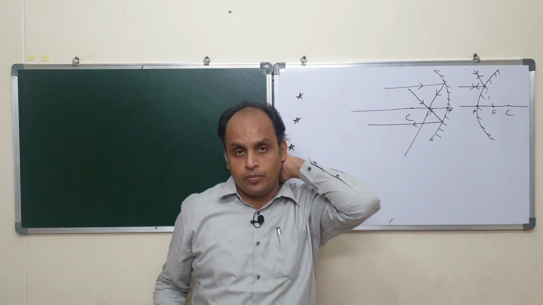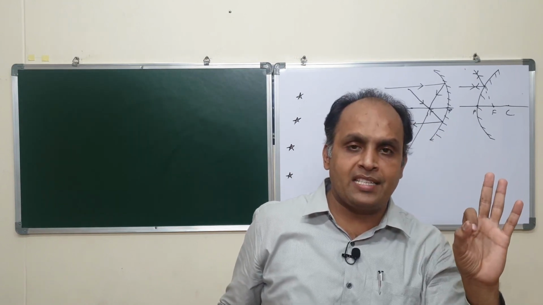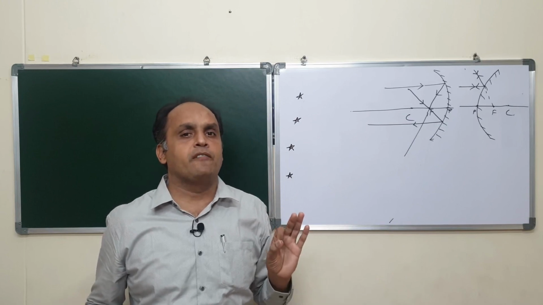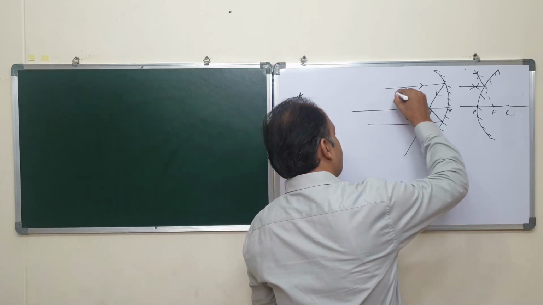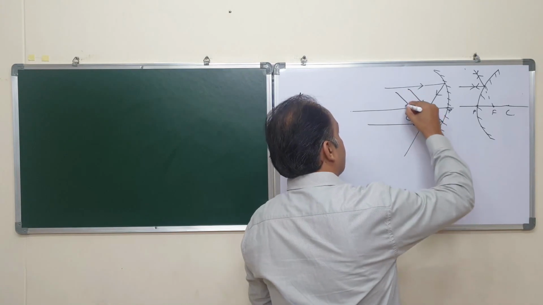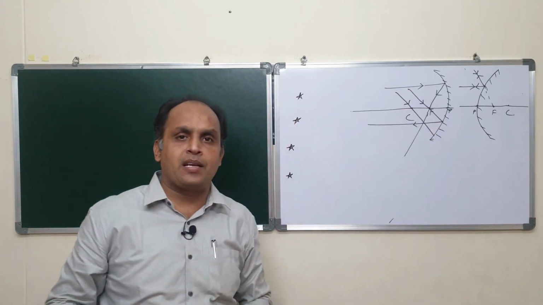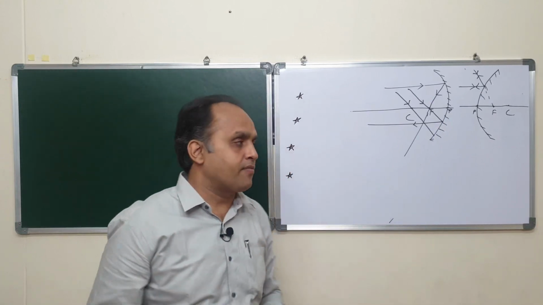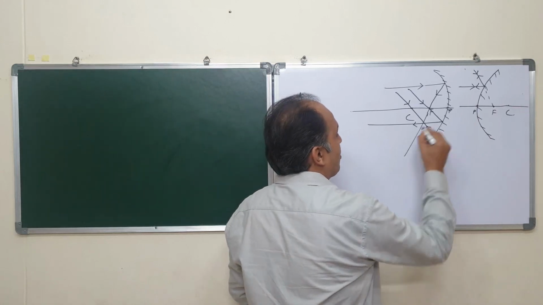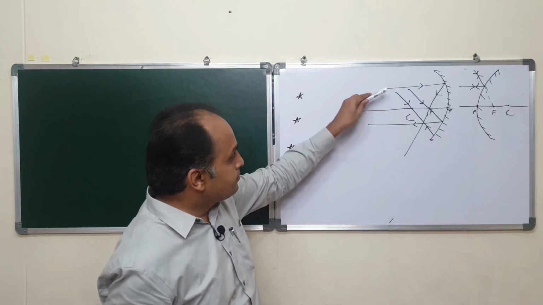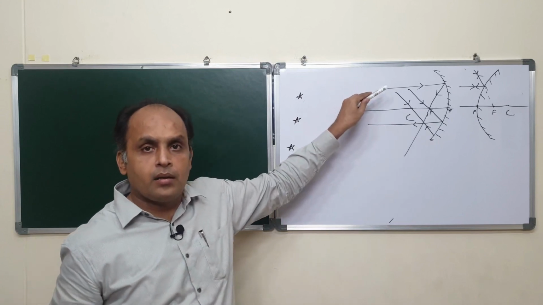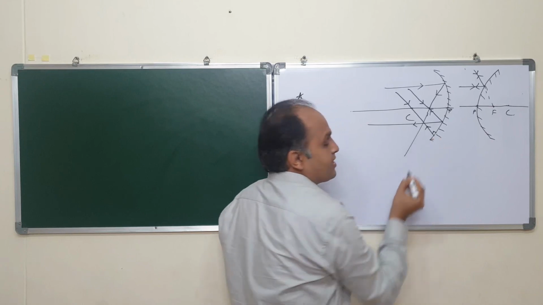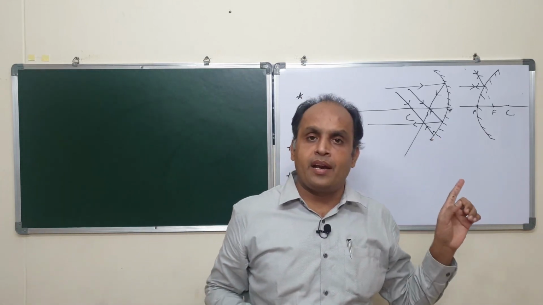Now let's see the third rule. The third rule states that any ray of light which first passes through the center of curvature, this one, retraces its path after reflection. Retraces its path means goes back along the same path. The reason being, it strikes the mirror at an angle of 90 degrees.